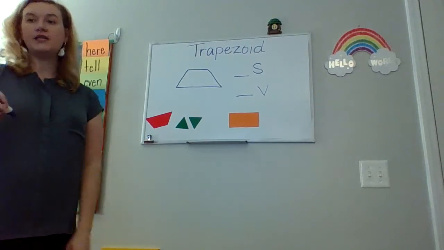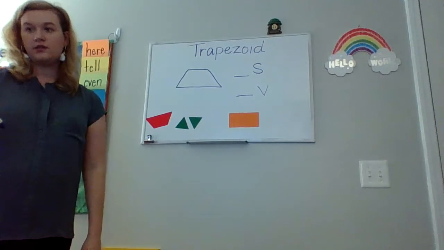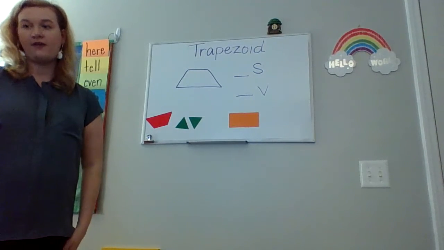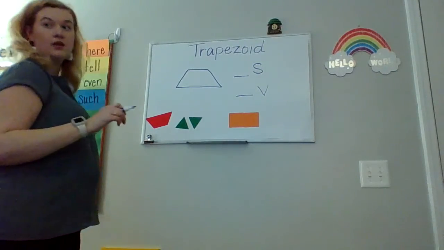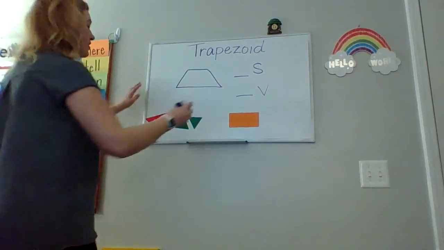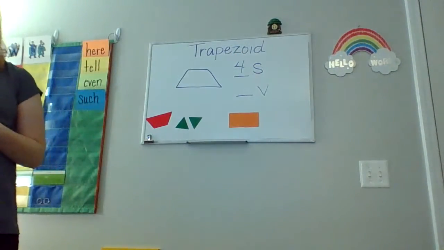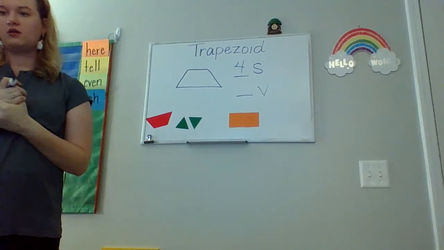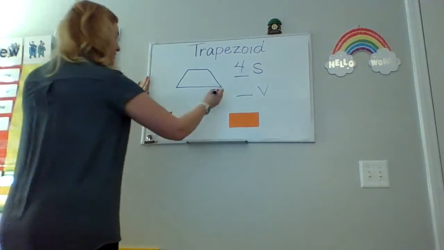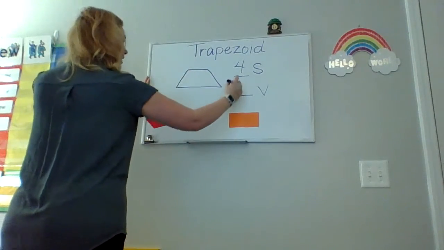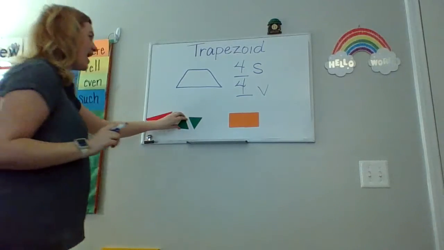Now, who can raise their hand and tell me how many sides a trapezoid has? Zoe, how many sides does a trapezoid have? A trapezoid has 4 sides. A trapezoid has 4 sides, that's right. And how many vertices does a trapezoid have? Carson? 4. 4 vertices, right? 1, 2, 3, 4. Good.